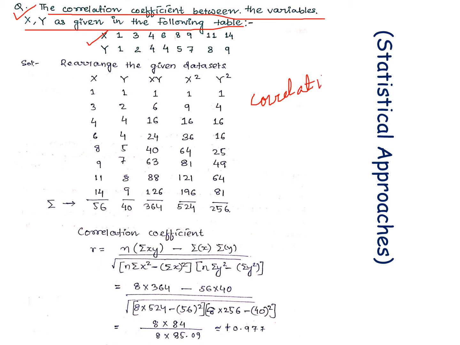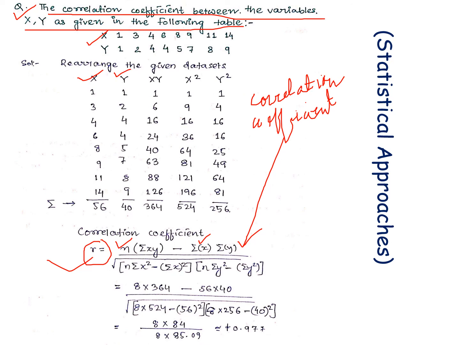The correlation coefficient has a standard formula, that is this: n multiplied by the summation of xy minus the summation of x multiplied by the summation of y, upon the root of [n summation x square minus (summation x) whole square] into [n summation y square minus (summation y) whole square], which gives rise to r, the correlation coefficient value. So according to this formula, we have x and y.